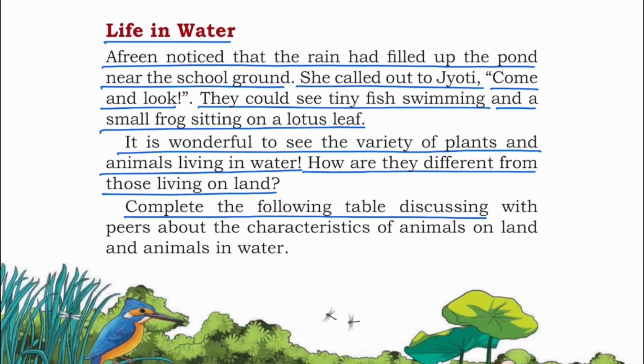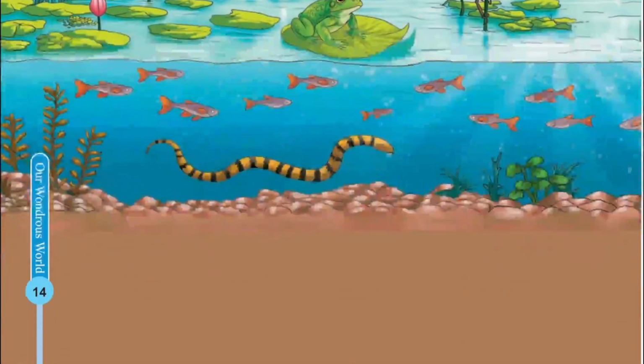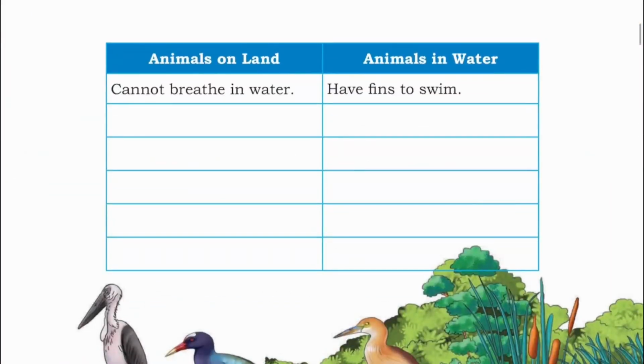Complete the following table discussing with peers about the characteristics of animals on land and animals in water. Animals on land, animals in water. For example, you can fill like this: animals on land cannot breathe in water. Animals in water have fins to swim. You can write the differences between animals on land and animals in water like this.